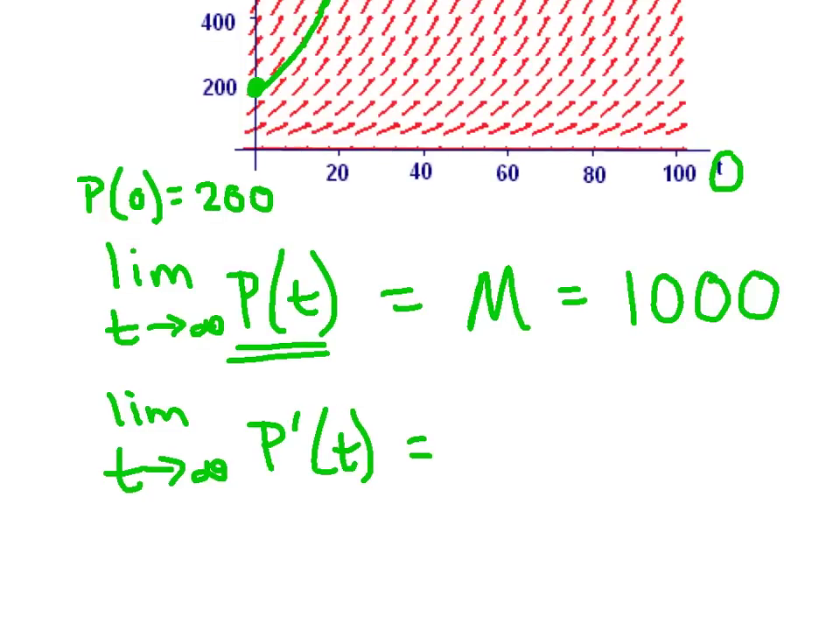But then the second question I posed, we're referring to P prime. P prime is measuring the slopes, and as t gets bigger and bigger, the slopes are getting closer and closer to 0. And that'll be true for all logistic Diffy Qs. The slopes will always approach 0, even if we're approaching from above or below.